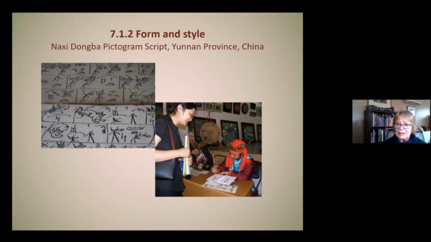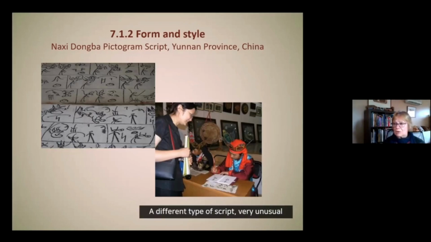And it is one that was very much an endangered language. It was suppressed for a long time in China under the Cultural Revolution, and people were not encouraged to use it. But since that time, there's been some liberalisation, and people are now encouraged to practice and to write the script again. So this is in Yunnan province in China, a different kind of script, very unusual.